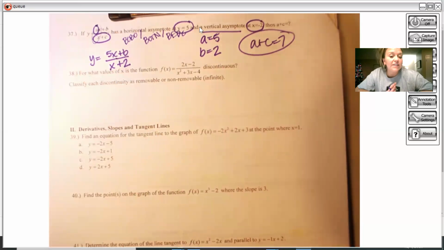Okay, there is one very similar to that on your exam, so just kind of think about it. Horizontal asymptotes are the numbers in the front, okay, and then vertical asymptotes are numbers on the bottom.